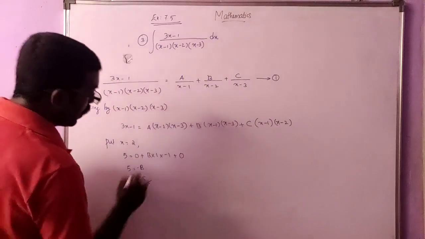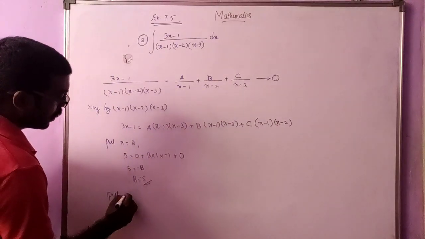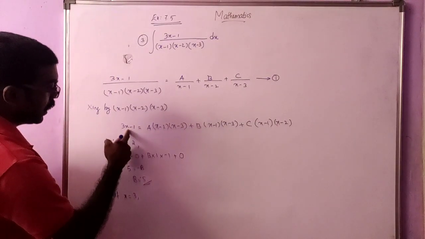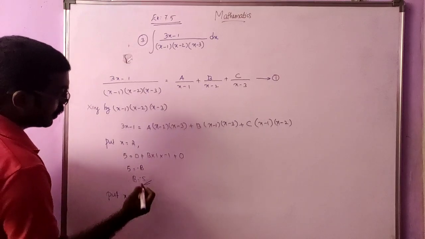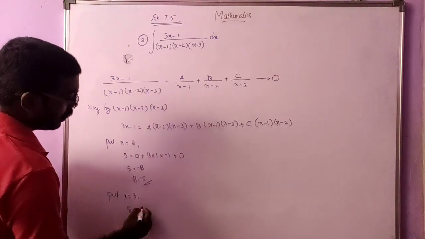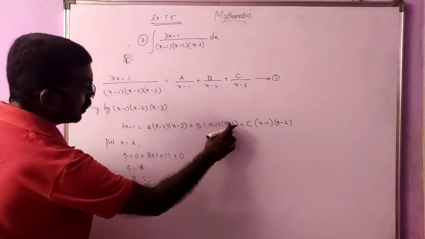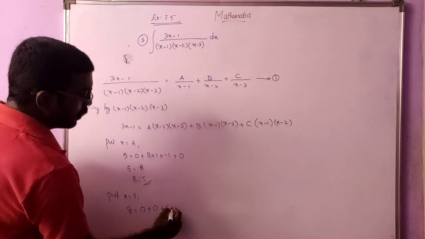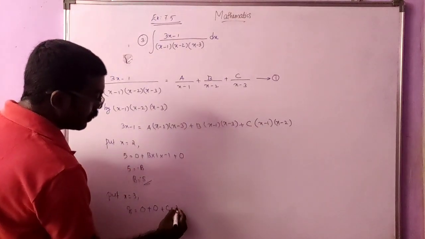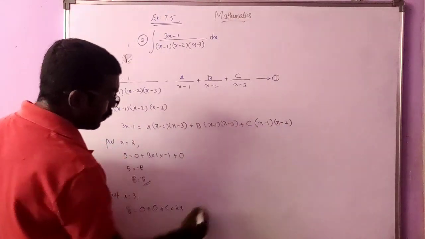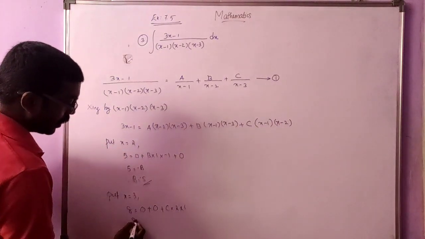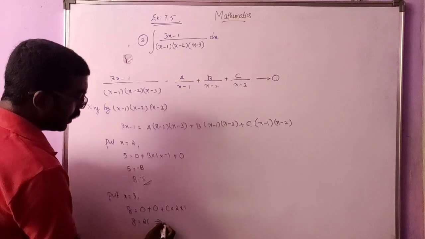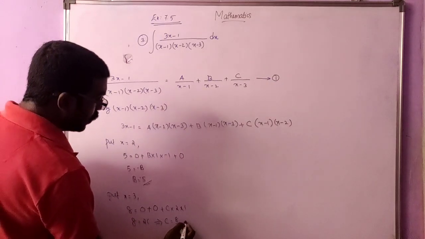Next we can put x equal to 3. 3 3s are 9, 9 minus 1, 8. So 8 is equal to here a into 0, 0. Then plus here also 3 minus 3, 0. Then plus c into 3 minus 1, 2, 3 minus 2, 1. So 8 is equal to 2c, which implies c is equal to 8 by 2, 4.